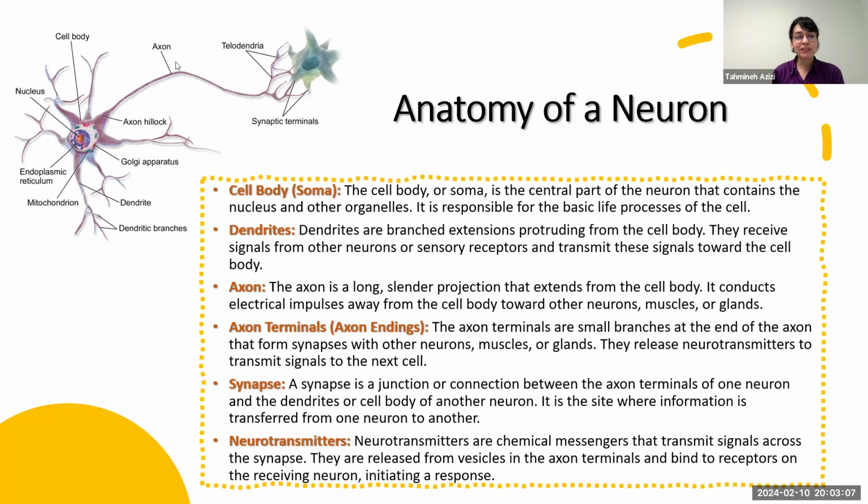And at the end, we are talking about neurotransmitters, which are chemical messengers that transmit signals across the synapses. They are released from vesicles in the axon terminals, and they bind to the receptors on the receiving neurons, transferring the messages to the other neuron cell. So that's a brief introduction to the anatomy of a neuron cell.